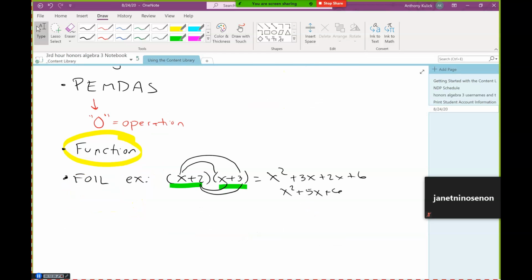And there's one more F word that I'm hoping that many of us did during our Algebra 1 that's related to foiling. Factoring, yes.